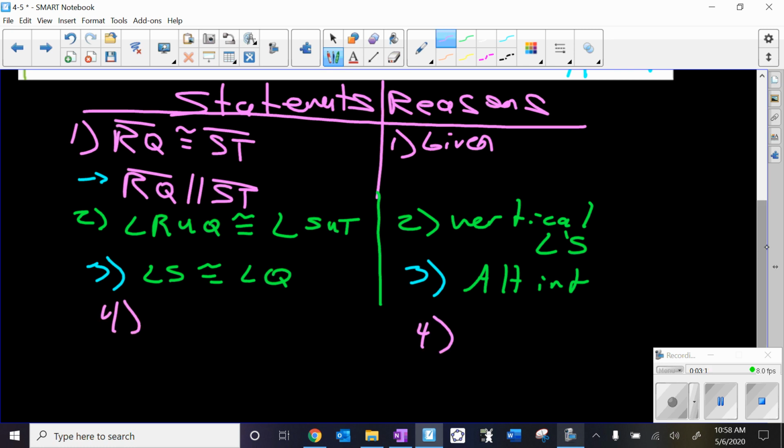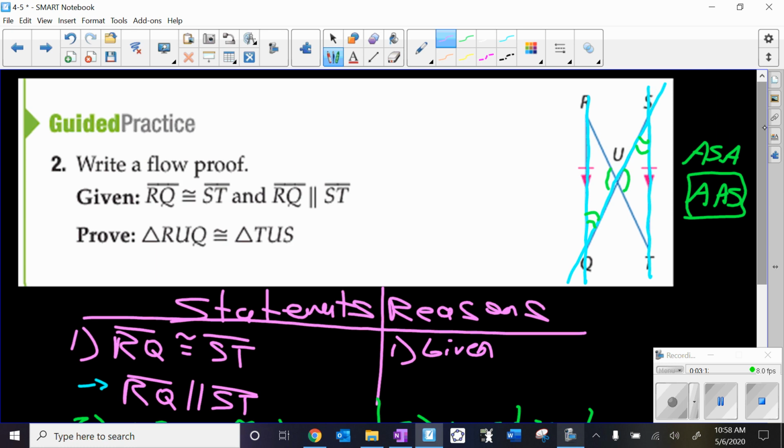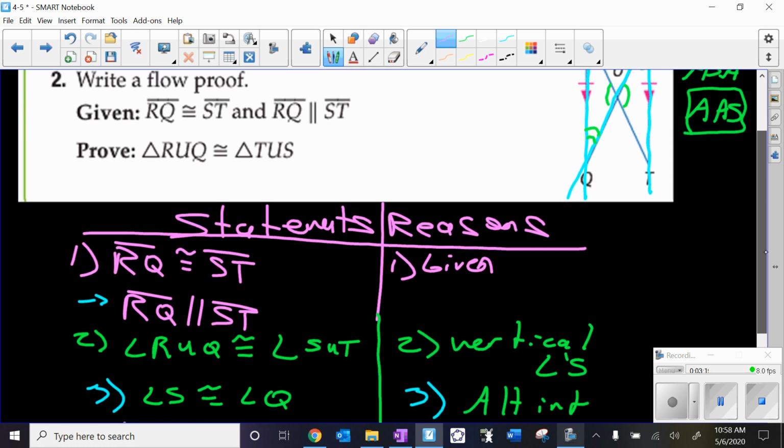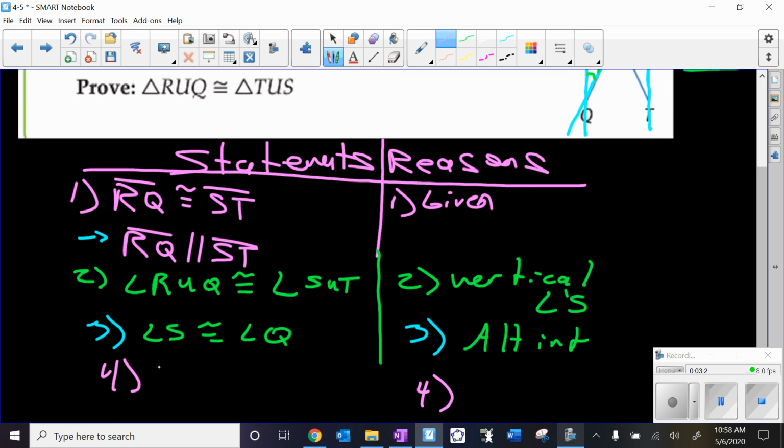And therefore, our triangles should be congruent because now I have my angle, angle, side relationship. So triangle RUQ is congruent to triangle TUS by my angle, angle, side relationship.